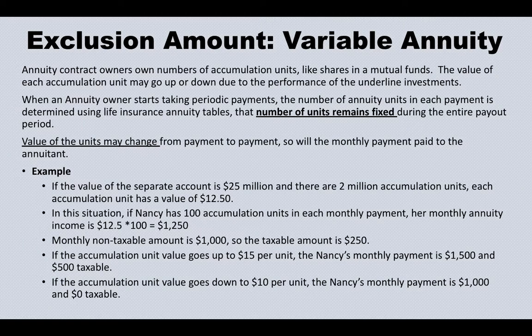Then if the accumulated unit value goes down to $10 per unit, Nancy's monthly payment is $1,000 and $0 is taxable. You can see here, because it's a variable annuity, the monthly payment is not fixed. It's not guaranteed. It's based on the performance of the investment, right? So now you can see this.